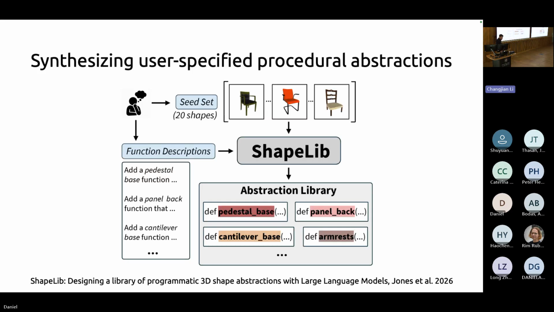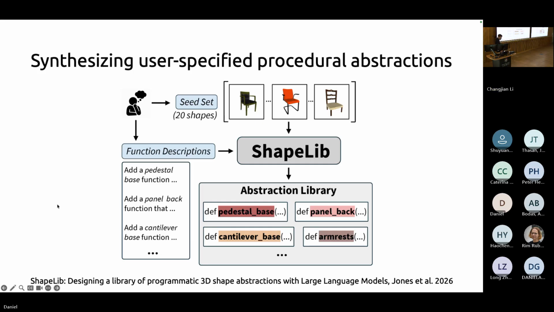So an example of this is a paper that we haven't yet published, but will be out soon. A paper called ShapeLib that's done by my former student, Kenny Jones, in collaboration with Niloy and others. Here, a user has a certain kind of abstraction in mind, like they want to be able to decompose chairs in a certain way. They can describe what functions they would like. They can provide a small set of 3D objects in which those kinds of abstractions would be useful.